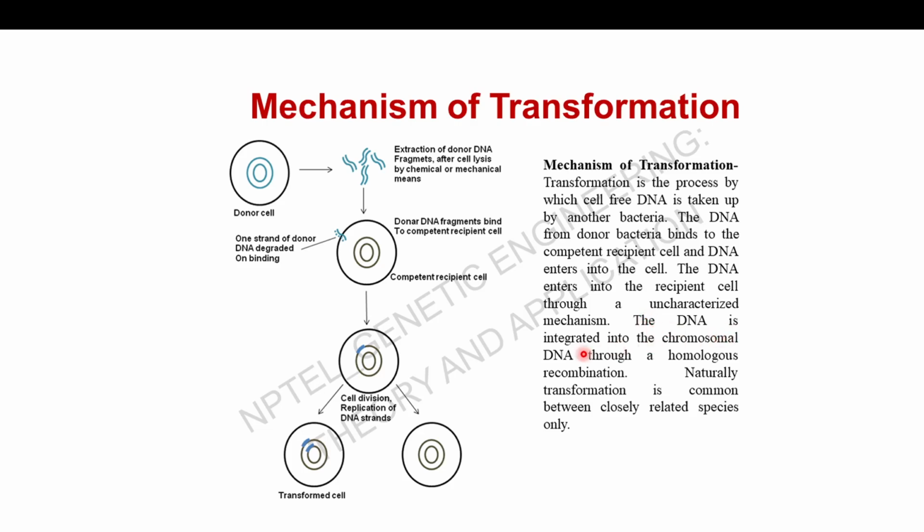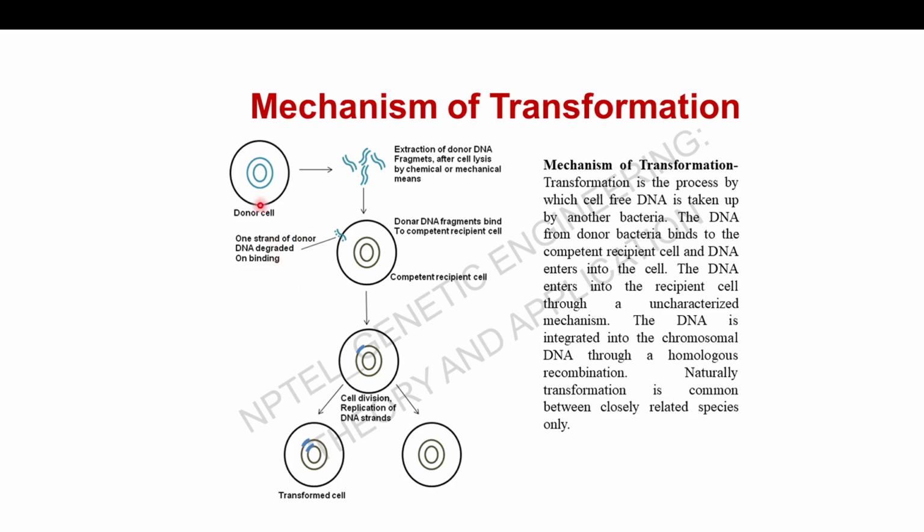Now the DNA is integrated into the chromosomal DNA through homologous recombination, and naturally transformation is common between closely related species only, because the compatibility needs to be taken care of between the donor as well as the recipient cells. In artificial scenarios, suppose in laboratory work, we can artificially make the recipient cells compatible with the donor cells so that they can accept the donor cell's DNA or, in general, genetic material.